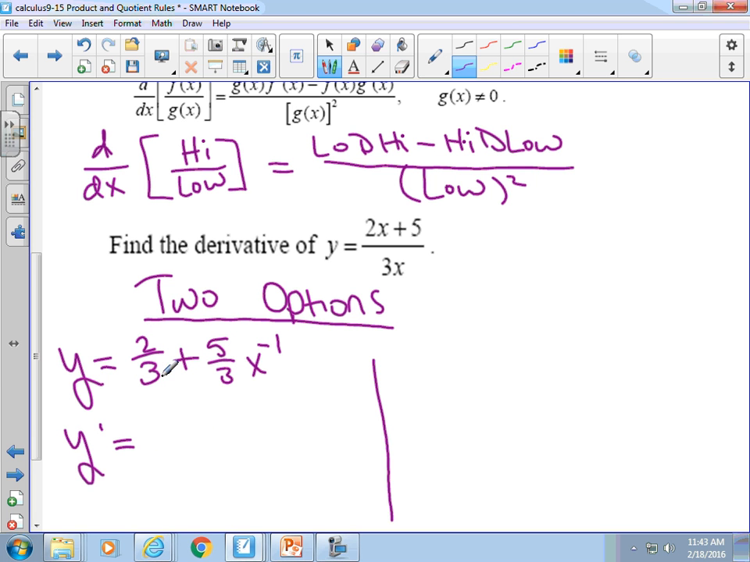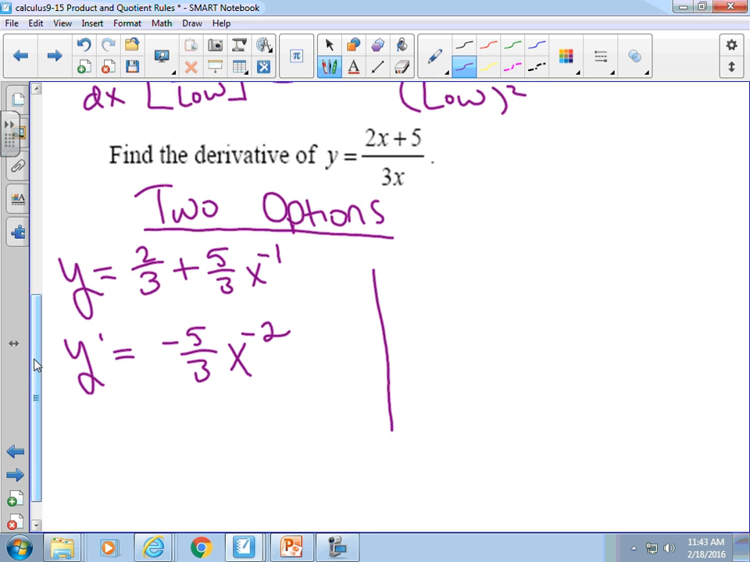What happens to the 2/3? Then I get negative 5/3 x to the negative 2, and I'm done. But just for fun, we're going to learn the quotient rule.